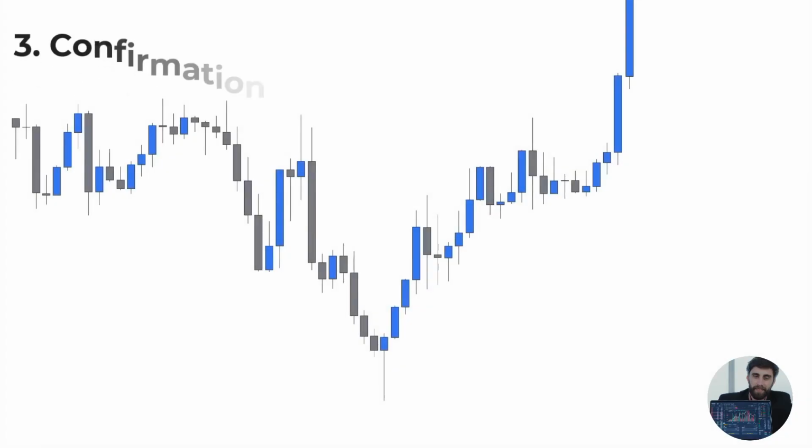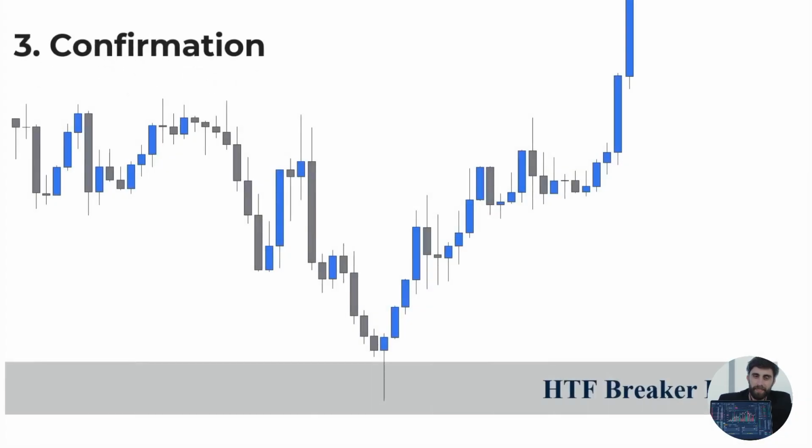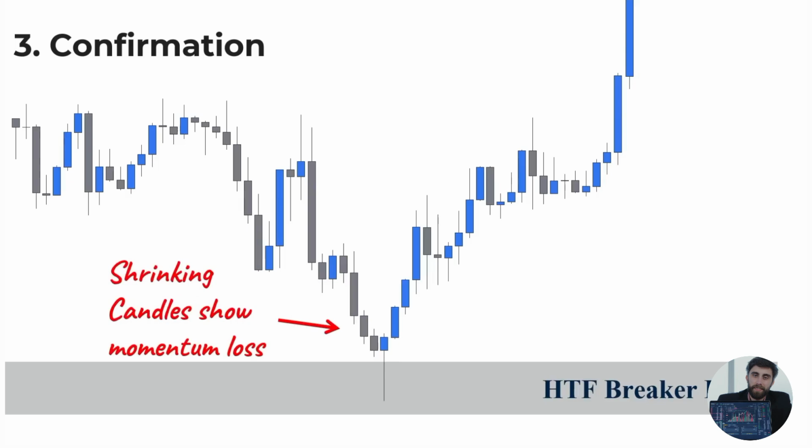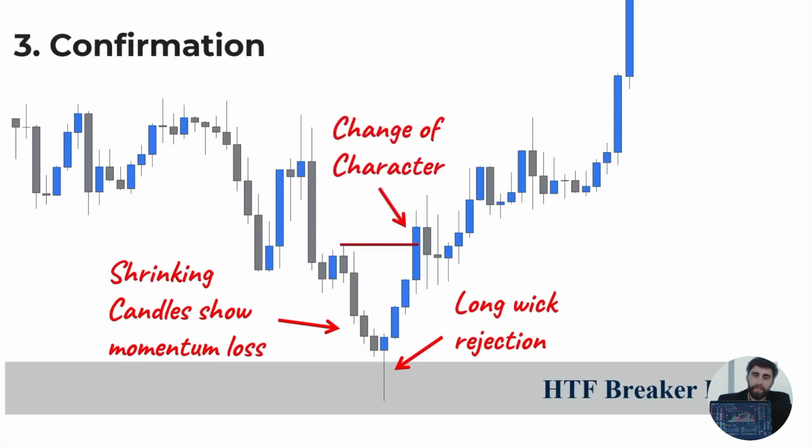Number 3. Confirmation. Wait for confirmation before entering a trade. Confirmation can be in the form of many price action signals. Here, shrinking candles show that the price is losing momentum while approaching the breaker block. Then we have a long wick candlestick strongly rejecting the area. Following, we have a change of character, confirming the direction change and signaling a possible reversal.